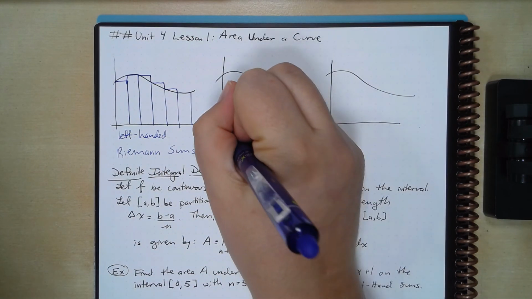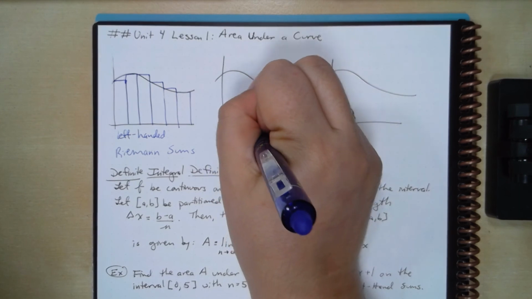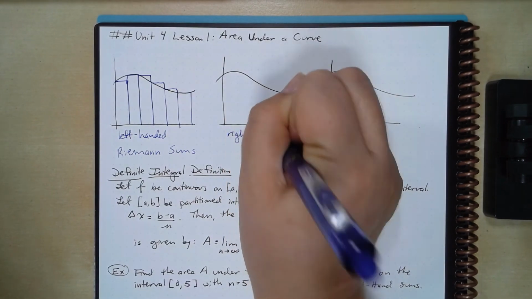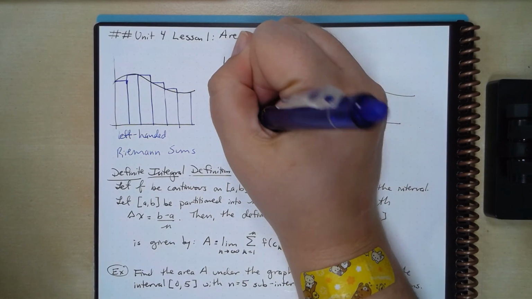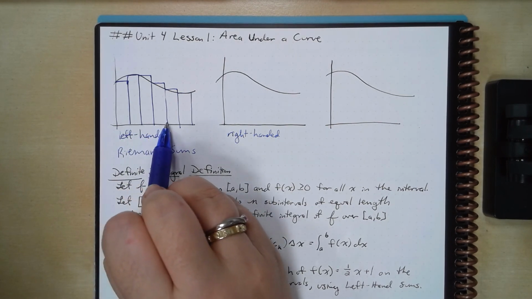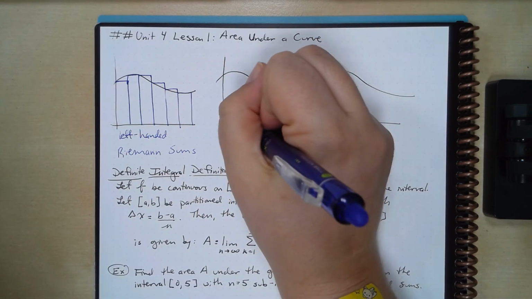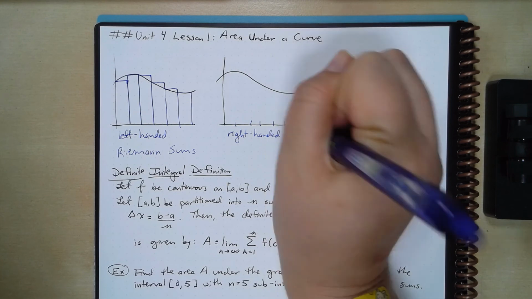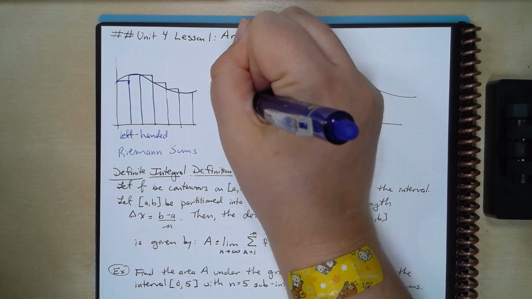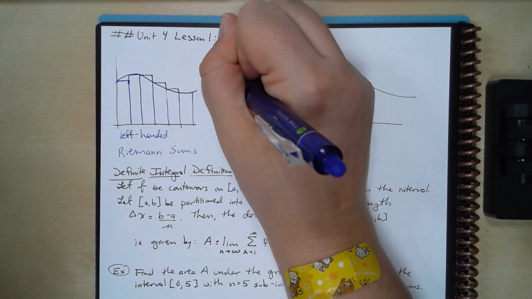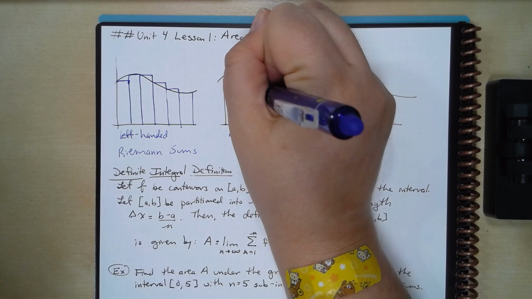Then we have a right-handed Riemann sum. So from here, we would still, how many did I use here? 1, 2, 3, 4, 5, 6. So I'm still going to have 6 rectangles. But instead, I'm going to go from the right-handed side and draw my bar over.